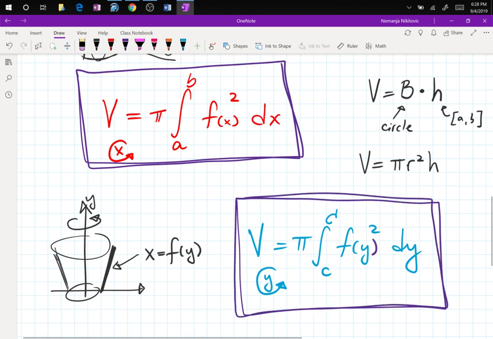You have the formula for x rotation, and the formula for y rotation. It's the same formula, obviously. You just need to be careful to express the function in terms of y, because your limits are c and d, those are y limits, and you are integrating with respect to y.